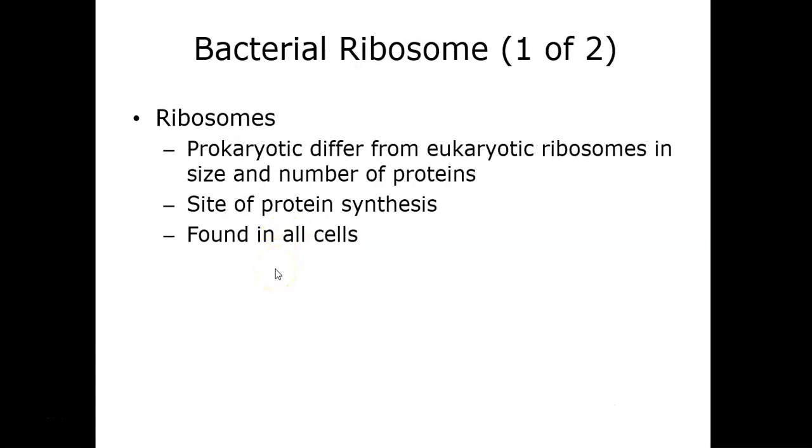And then we have the ribosome. We mentioned earlier that the ribosomes are found in the cytoplasm, and they differ in their size and the number of proteins from eukaryotes. And ribosomes, key thing, they are the site of protein synthesis, and they are found in all bacterial cells. If they do not have ribosomes, they cannot execute the creation of proteins, and thus they will not be able to survive.